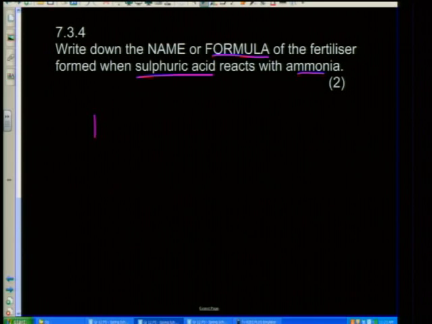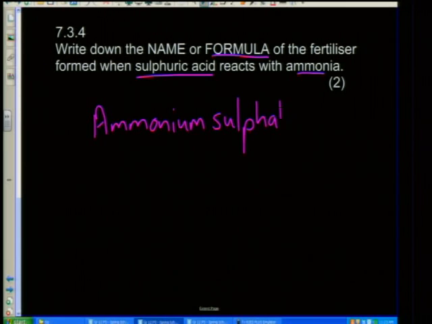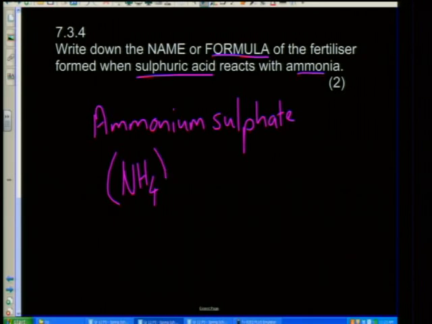So, guys, it's ammonium sulfate. Sulfuric acid will always produce sulfates. Formula: ammonium is NH4, valency is +1, and sulfate is SO4, but the valency here is -2. So we're going to need 2 of the ammoniums, put them in brackets, and write down the correct formula.